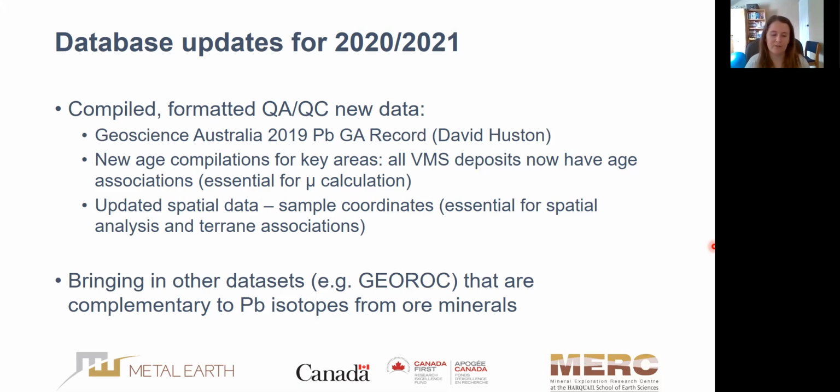As well as that, because unfortunately we haven't been able to collect new data, which was our initial plan, due to the pandemic, we've been bringing in other data sets that are complementary. For example, we've been using some data sets from the Georock database, which is mostly whole rock data, but we can use this and it complements the lead isotope data we have from ore minerals.